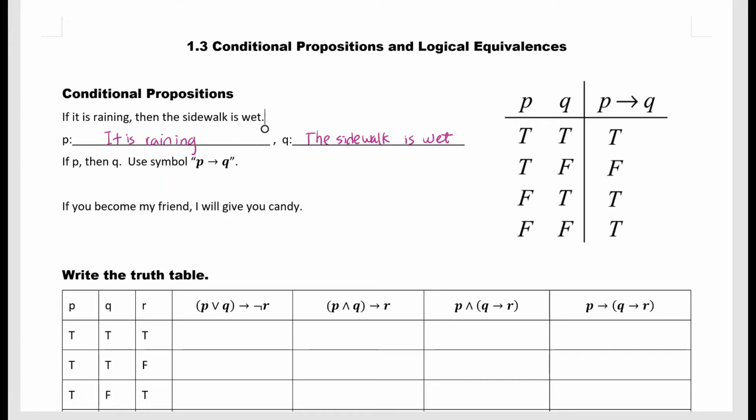If you become my friend, I will give you candy. Oh, looks like my daughter will say that. So in this case, what is P? P is you become my friend. I will give you candy. This is Q. So this is P implies Q. Okay, so this is conditional propositions.